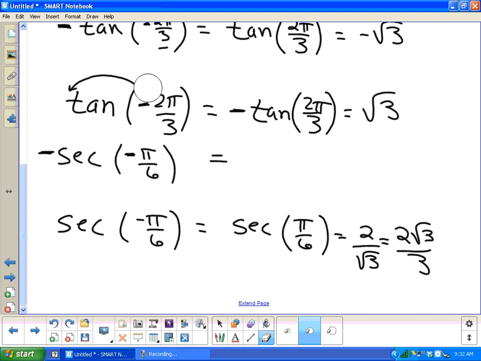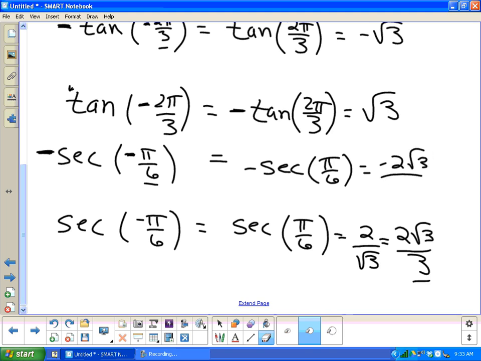But what happens on the even ones? The negative just changes to positive. So is that going to change that? No, it's still going to be negative. It's going to be negative secant of pi over 6. So we just said the secant of pi over 6 is 2 square roots of 3 over 3. So with a negative in the front, that would just make it negative 2 square roots of 3 over 3. Is that better now? Okay.